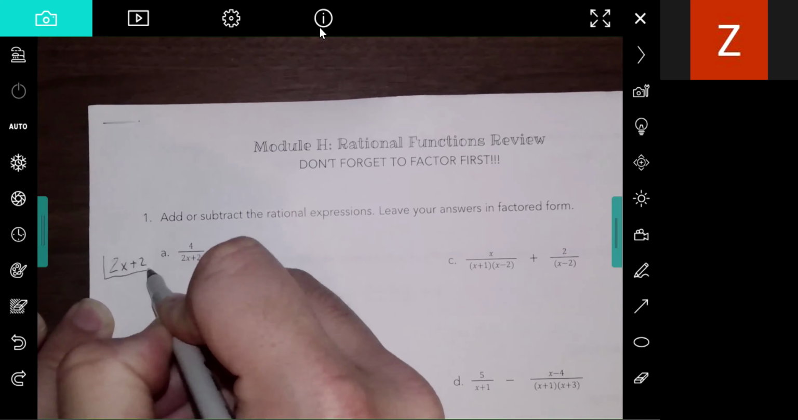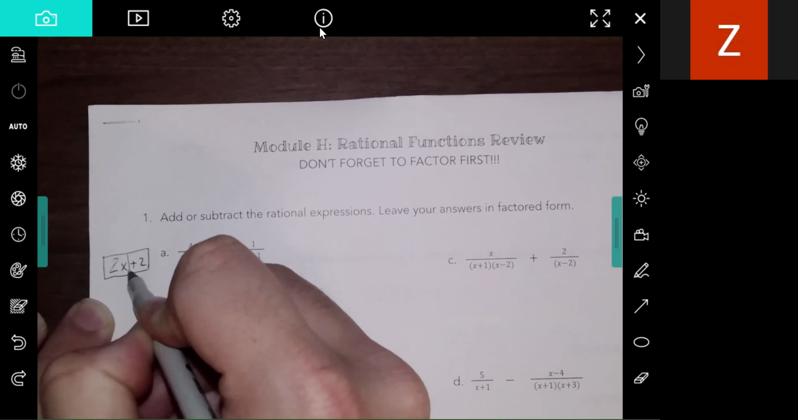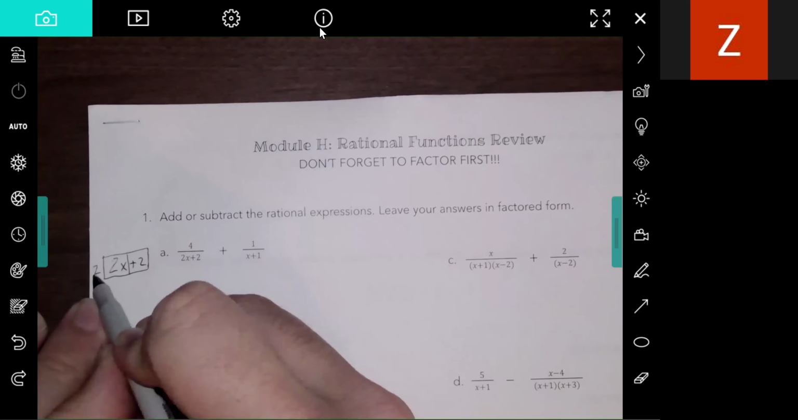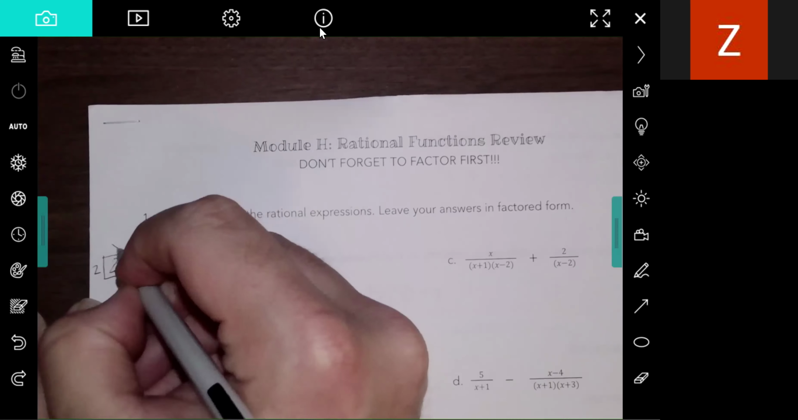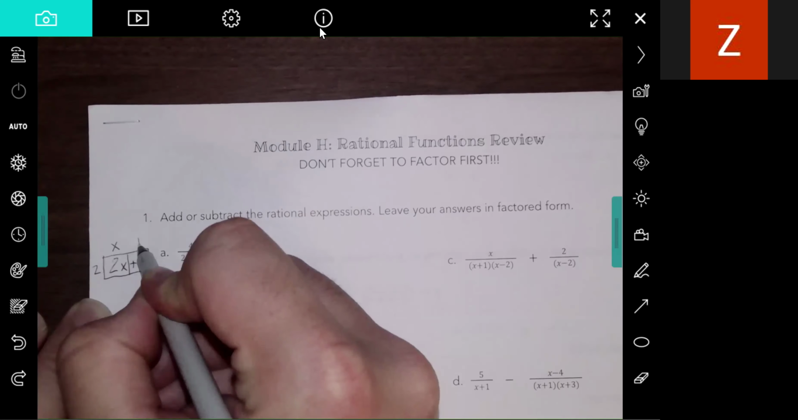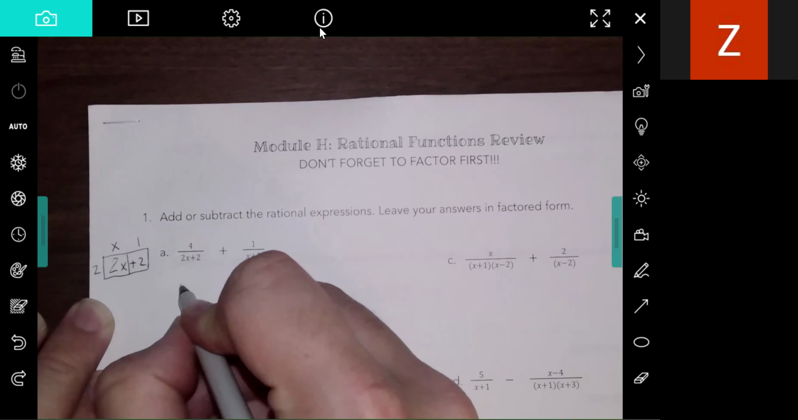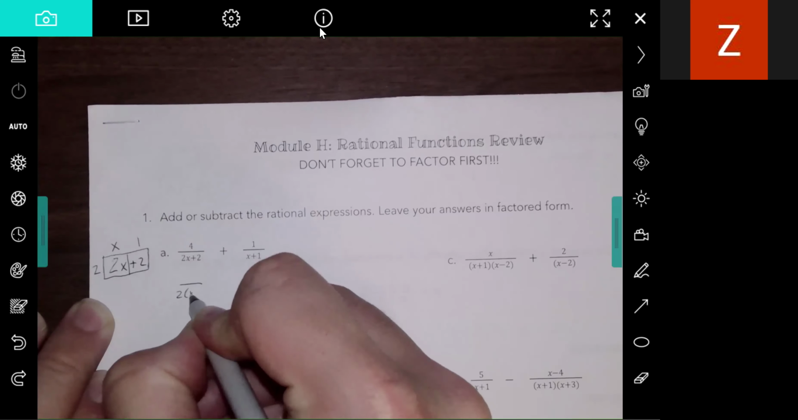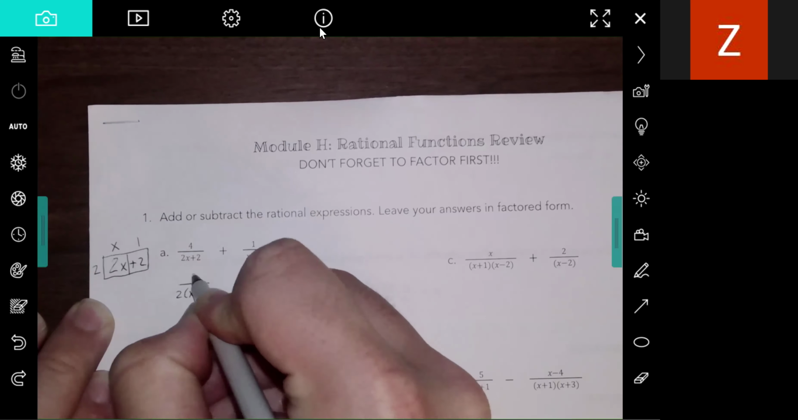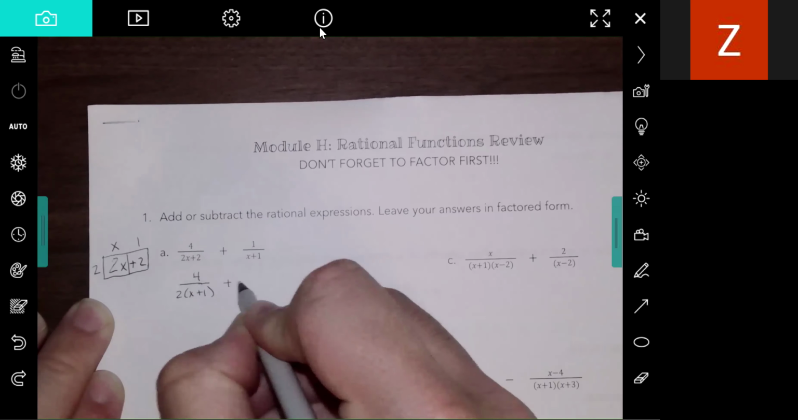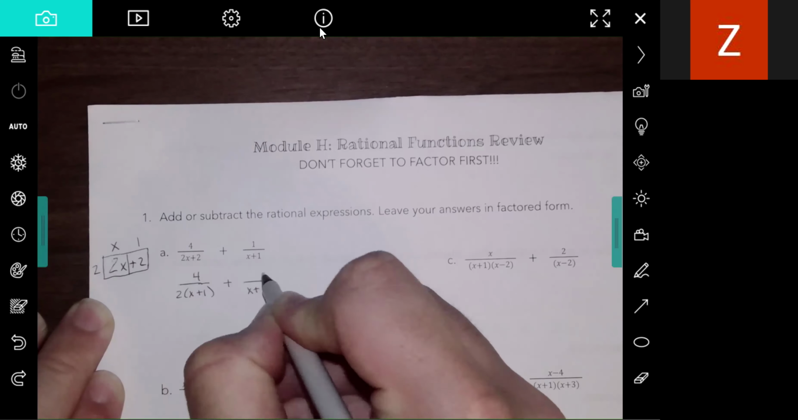So I'm going to factor that 2 out. I want to divide both of them by 2. And then if I do that, 2 times x would make the 2x, and then 2 times 1 would make the 2. So that means the factored form for that denominator is 2 times x plus 1. We keep a 4 on the top. And then in the denominator over here, we have x plus 1 with a 1 on the top.